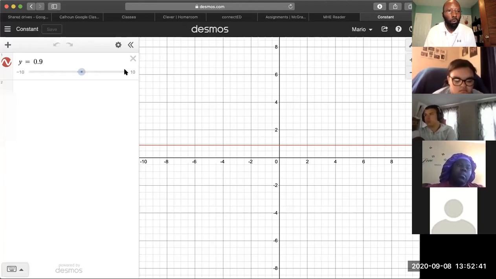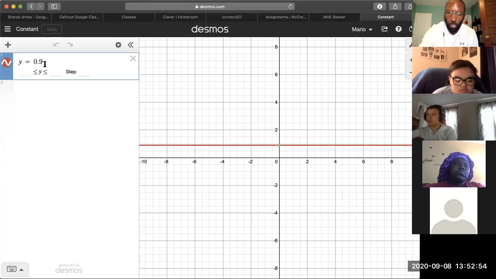Constant, C-O-N-S-T-A-N-T. And a constant function is written like, for example, I have the constant function y equals 1.